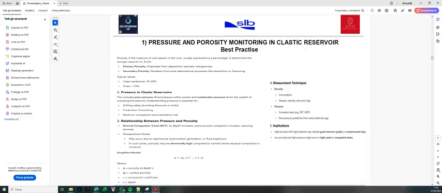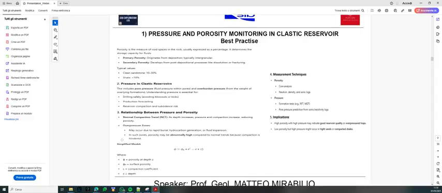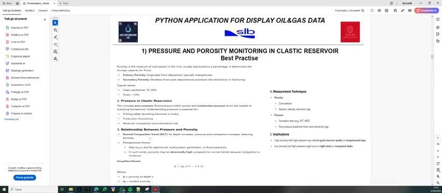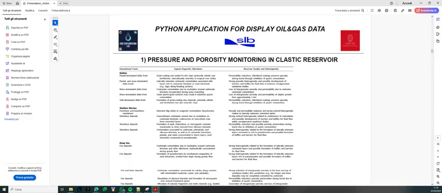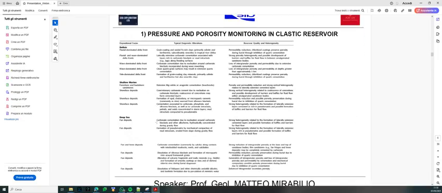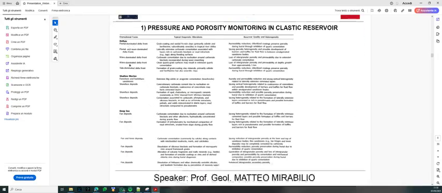Relation between pressure and porosity. The normal compaction trend: as depth increases, pressure and compaction increase, reducing porosity. Overpressured zones may occur due to rapid burial, hydrocarbon generation or fluid expansion. In such zones, porosity may be abnormally high. So generally this porosity is very high, especially in this case for deltaic fan.